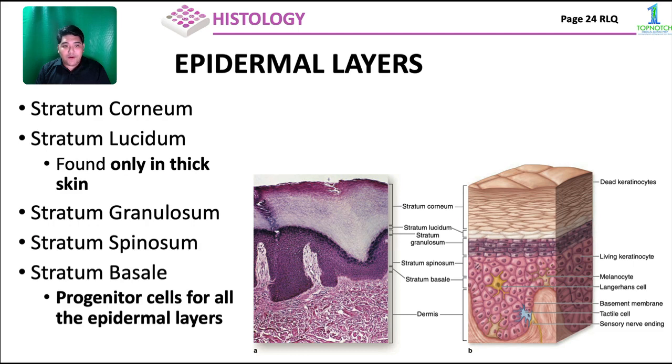Now, your epidermis has different layers. You have your stratum corneum, lucidum, granulosum, spinosum, and basale. Basale again, basal, progenitor cells for all the epidermal layers. Ako, mnemonic ko dito personally is kulugo sa batok. Corneum, lucidum, granulosum, spinosum, basale.